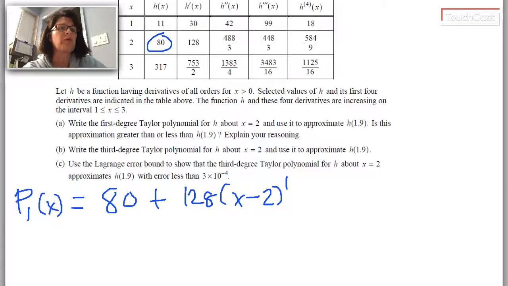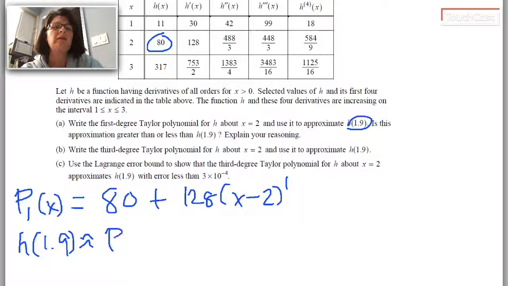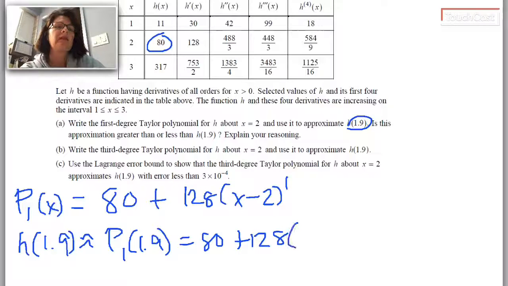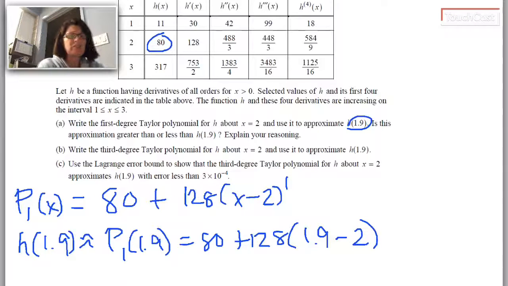I've been asked to use this approximation now to find h of 1.9. So h of 1.9 is approximately equal to p sub 1 of 1.9, which equals 80 plus 128 times 1.9 minus 2. Notice this answer gets full credit. This happens to be the calculator section, so you could simplify this, or you can simplify it without a calculator if you want to. This is your final answer to an approximation for h of 1.9.